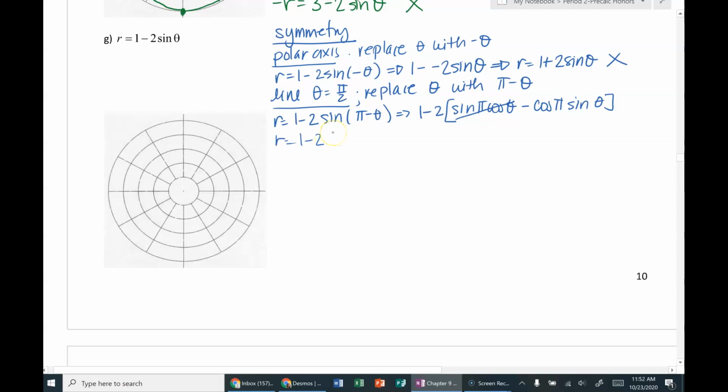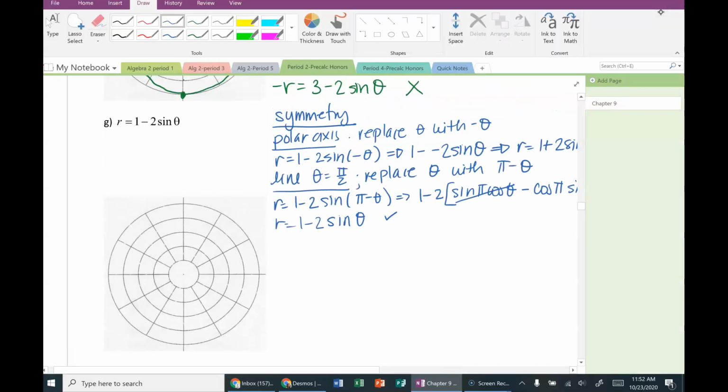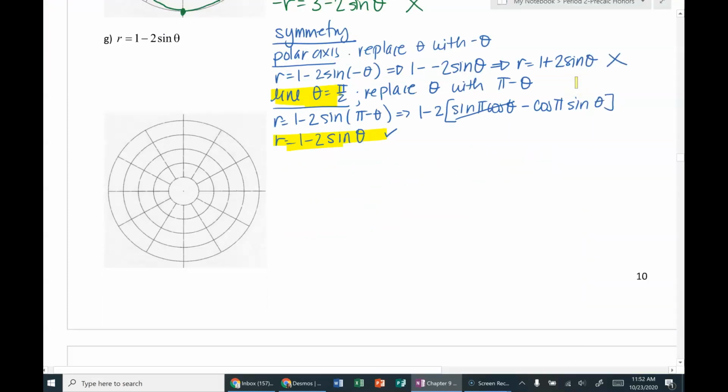So I have negative cosine of pi. Cosine of pi is negative 1, so negative times a negative is now a positive sine of theta. It's exactly the same. So right now it is definitely symmetric about the line theta equals pi over 2. I would take my highlighter and highlight this. The reason I want to highlight that is because when we graph it out using decimals, it should be reflected about the y axis, okay?